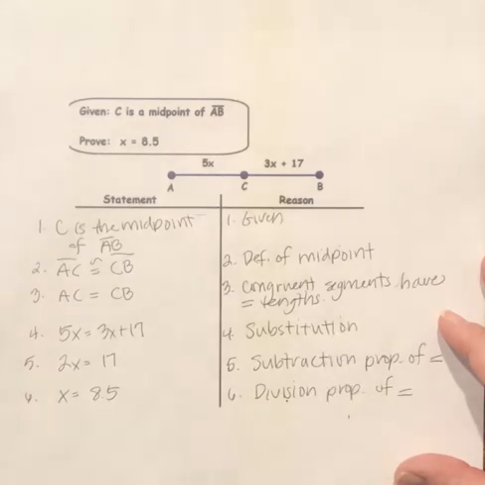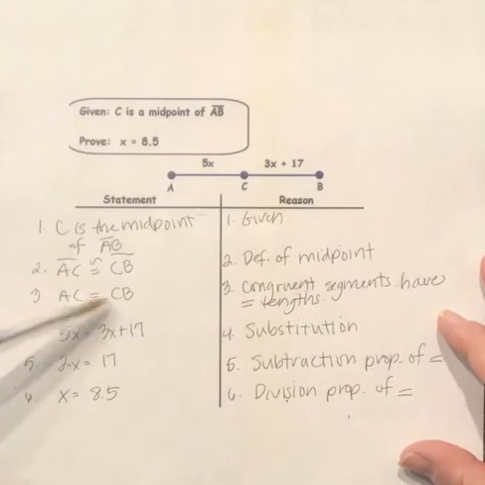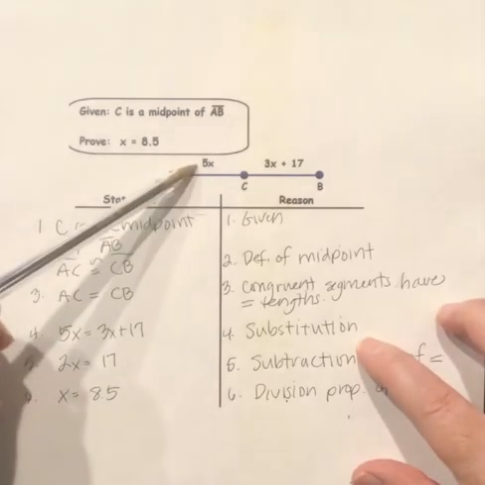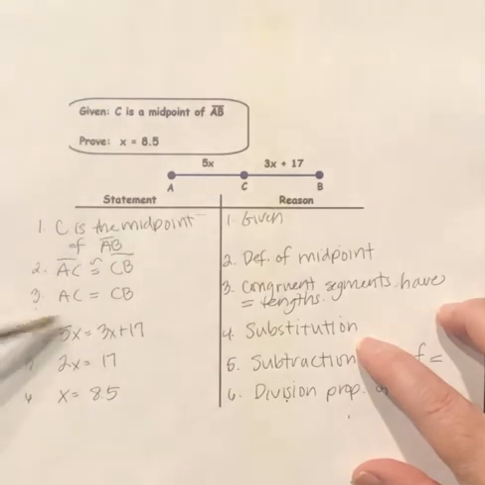Again, very obvious and very nitpicky, but that's the nature of the proof. And then where am I going to go from there? Well, if I know that AC equals CB, then I know that 5x equals 3x plus 17 because of substitution. I just took how the pieces were labeled and substituted them into the relationship that I had already established.